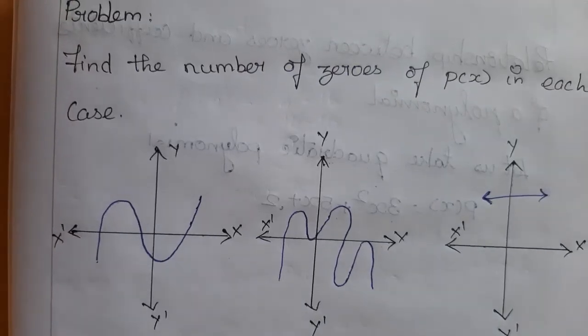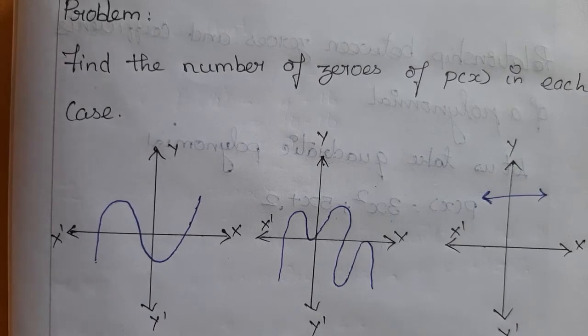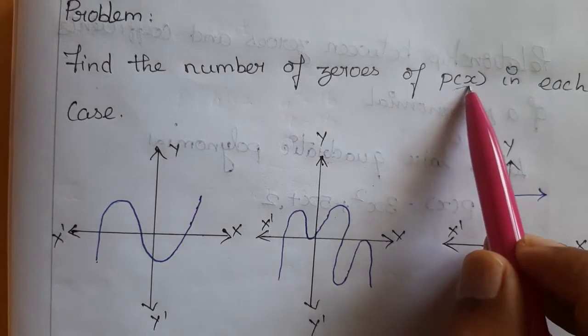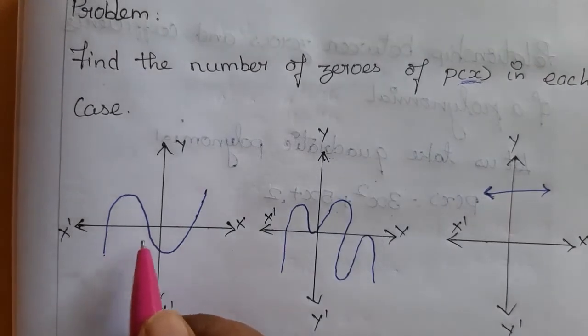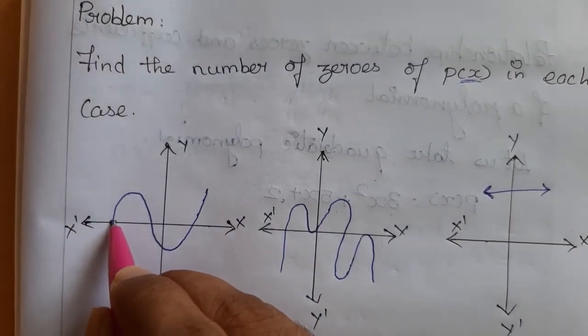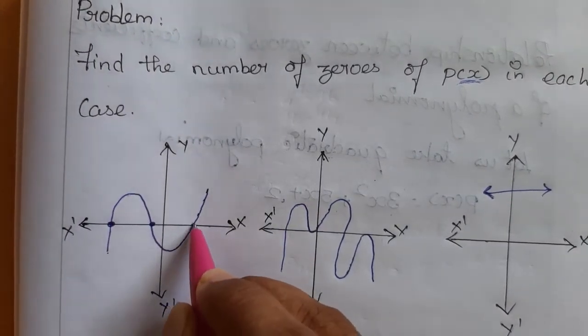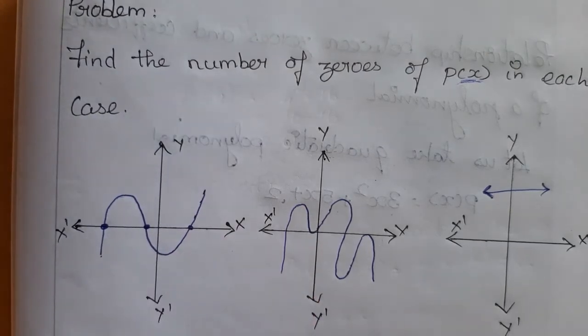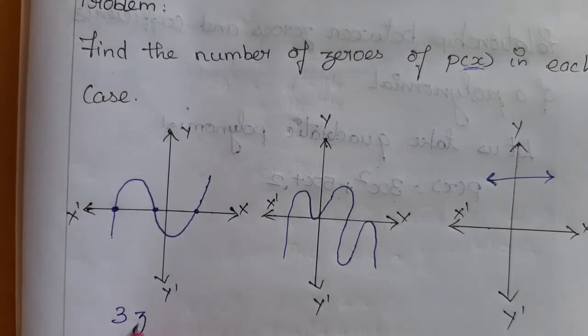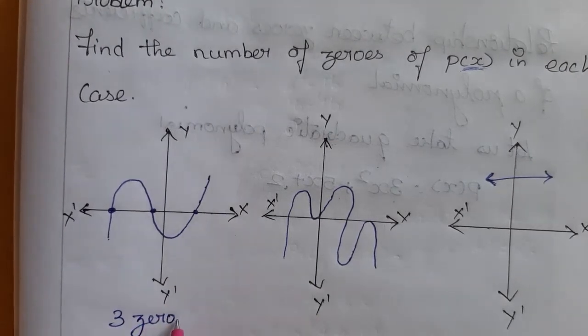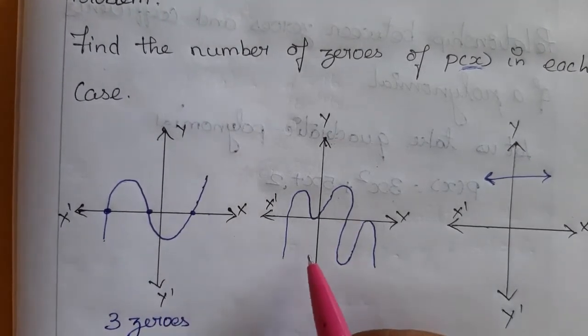Here we go for the problem. Find the number of zeros of p of x in each case. How will we find it? It's given p of x, right? So the points where it intersects the x axis give the number of zeros. We'll check how many points it intersects the x axis. Here it is 1, 2, 3, right? So how many zeros does this graph contain? This graph will have 3 zeros.